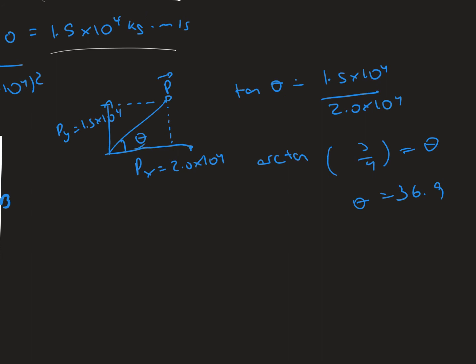Now for the direction of this magnitude, we just drew a little graph right here. The x direction going east is going to be 2 × 10^4, and the momentum in the y direction, the y axis, is going to be 1.5 × 10^4. So to find the angle, which is going to be located right here, we're just going to do the tangent of the angle equal to 1.5 × 10^4 divided by 2.0 × 10^4, which is the same thing as 3/4.